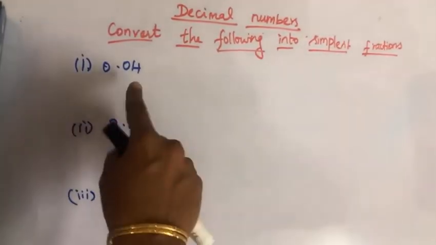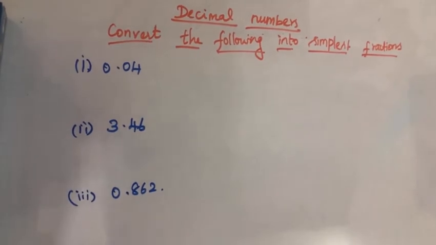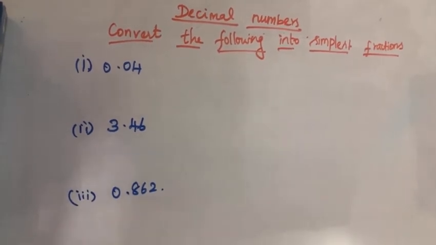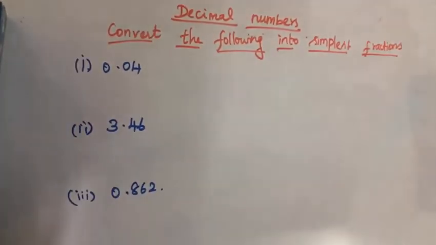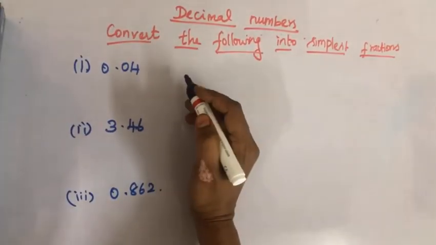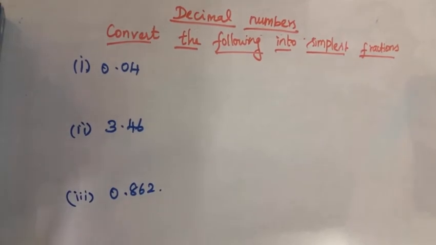Convert the following into simplest fractions. So here a few decimal numbers are given. We have to convert them into fractions, and then we have to simplify them.